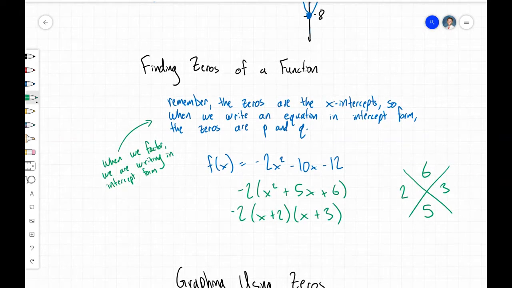Okay, now again, I have this written in intercept form. That would be a times x minus p, x minus q. And again, since these are both positive, that means p would be negative 2 and q would be negative 3. So my zeros are x equals negative 2, x equals negative 3.